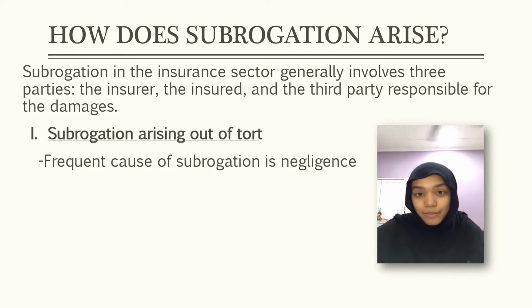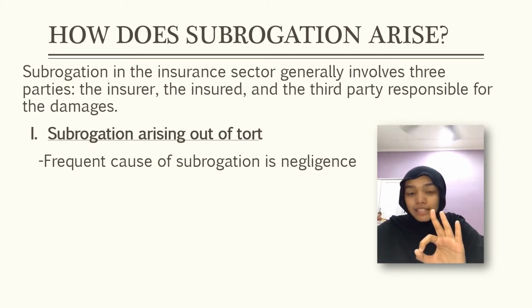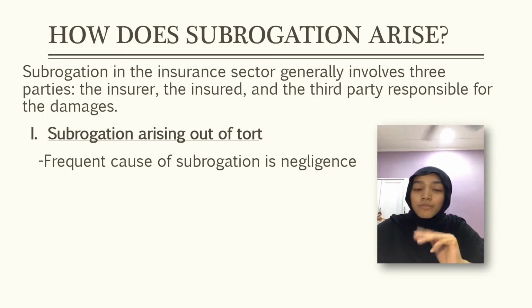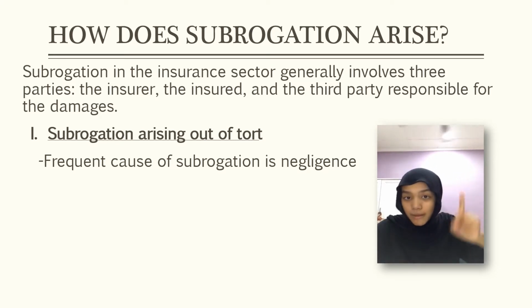How does subrogation arise? Subrogation in the insurance sector generally involves three parties. The first one is the insurer, the second one is the insured, and the third one is the third party responsible for the damage.